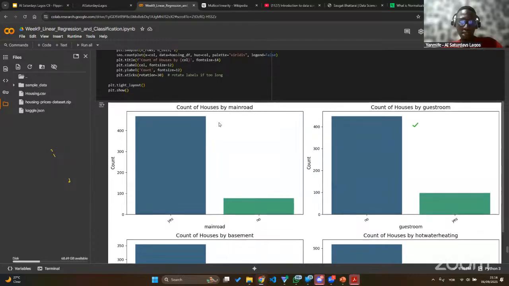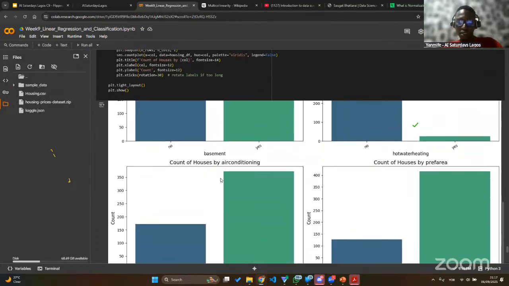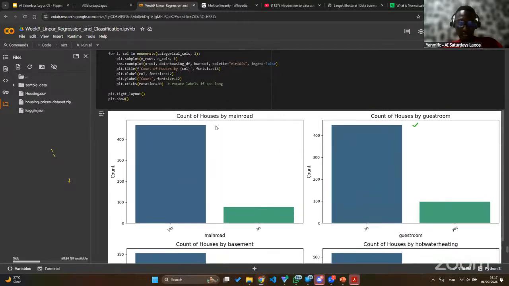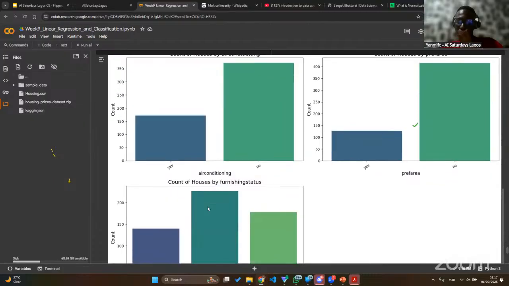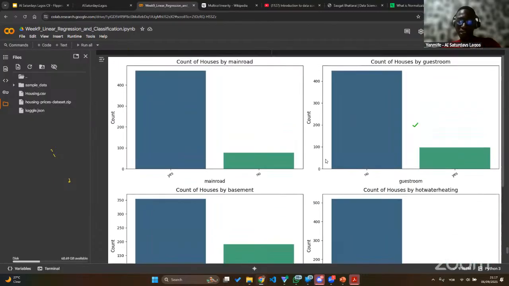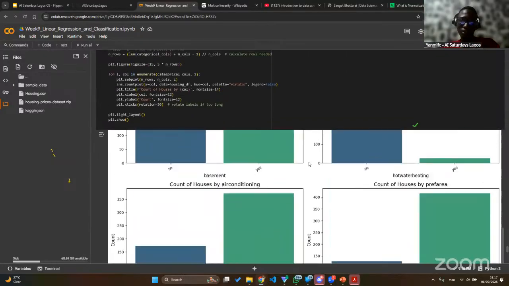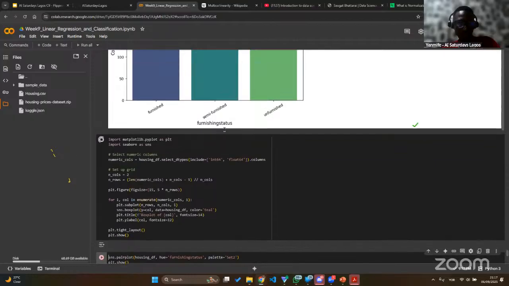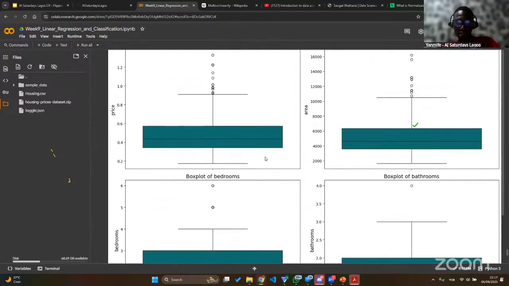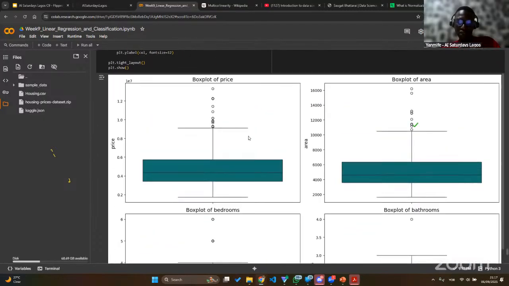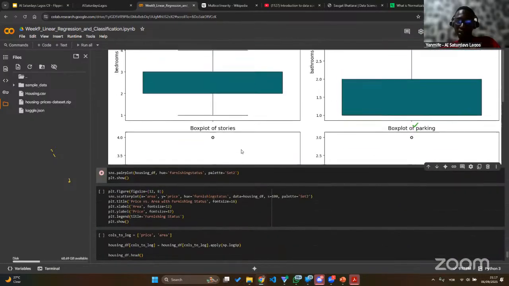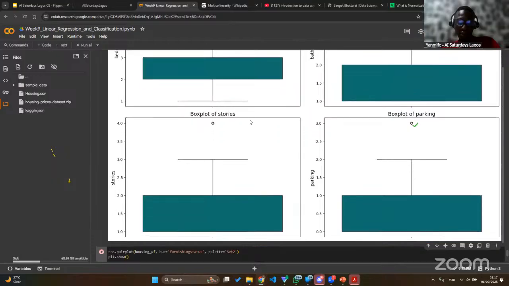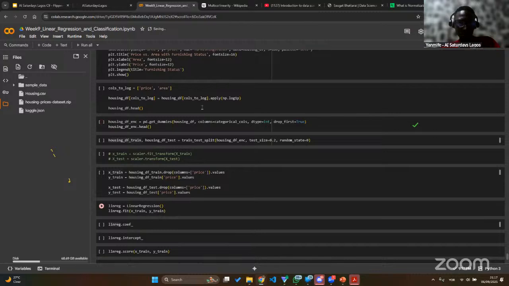So now I decided to see what is going on in my data set. This is the number of houses by main road, number of houses by guest room. This is just me plotting. I know I plotted everything together, but you can plot them separately. I don't want to be plotting everything one after the other, so I just plot them once and for all. These are also the box plots, and as you can see, there are outliers. But regardless, we move on.